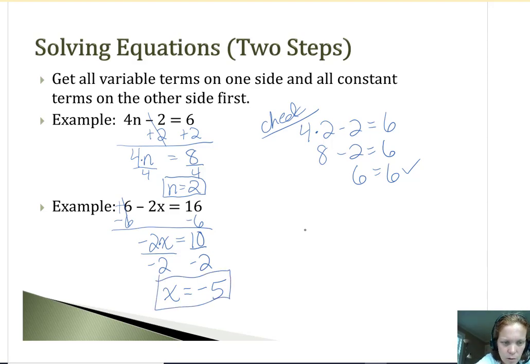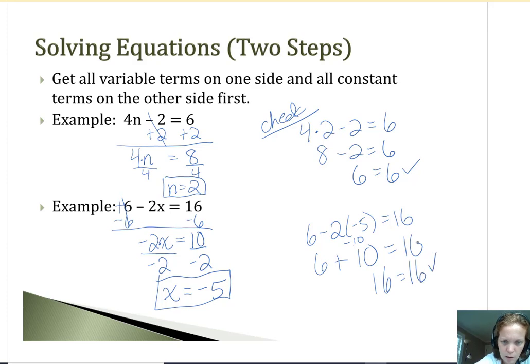Let's check this one, because this one too, there's a lot of signs going on. 6 minus 2 times negative 5. 2 times negative 5, that's negative 10. Minus a negative is going to go to plus 10. 6 plus 10, yep, that checks out.